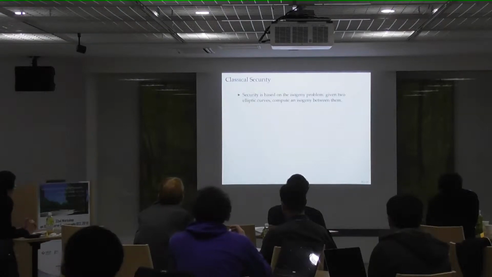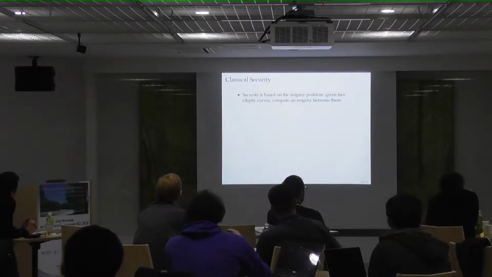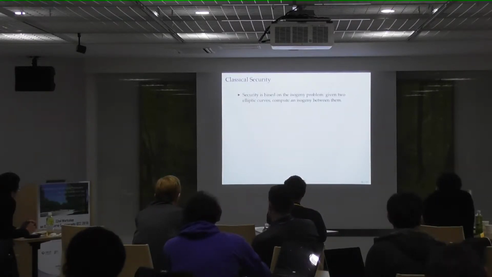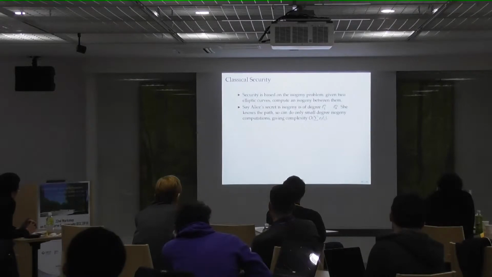Is it secure? This is a question that I had for the weekend, and I said I'll tell you on Wednesday. So here you go. Classical security. As I already said at the beginning, this is based on an isogeny problem. Given two elliptic curves, can you compute an isogeny between them? So why is this hard?